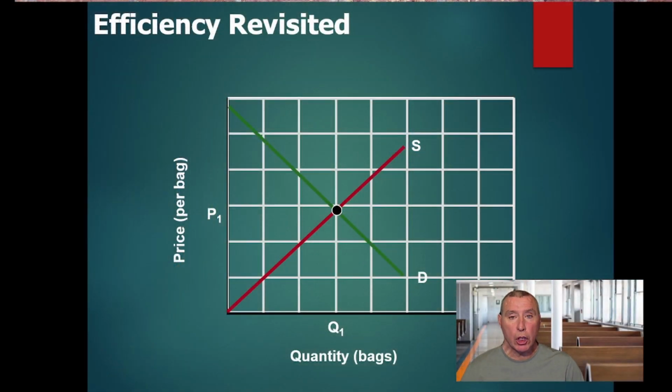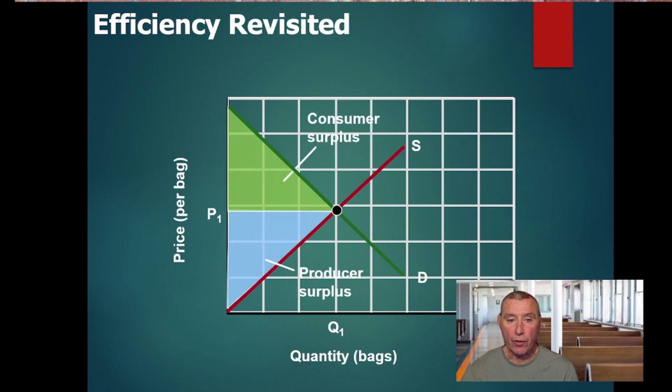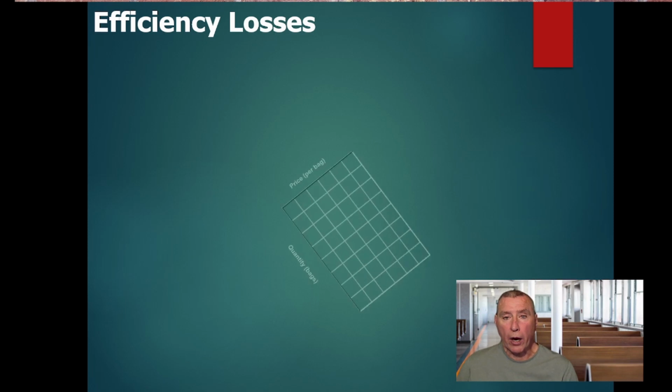All right, so let's look at efficiency. We're going to revisit efficiency, right? If we're at equilibrium, we would be efficient. So we're at Q1, P1, that's efficiency. Let's go through this again. There's our consumer surplus, there's our producer surplus, and if we're at Q1, P1, we're efficient.